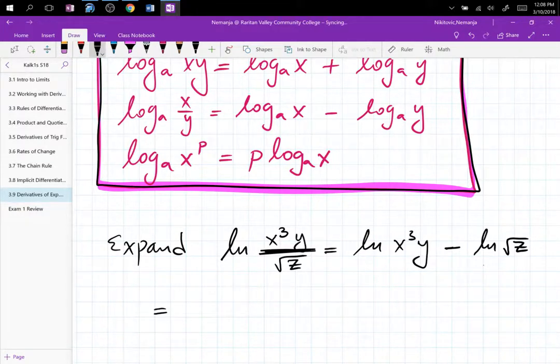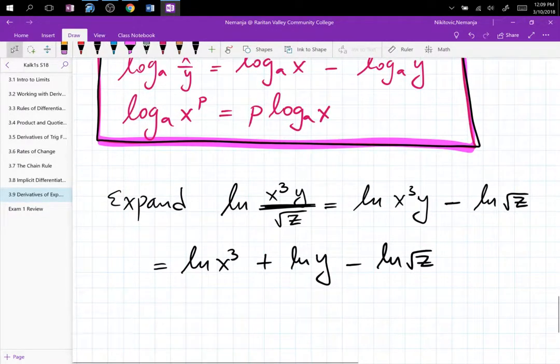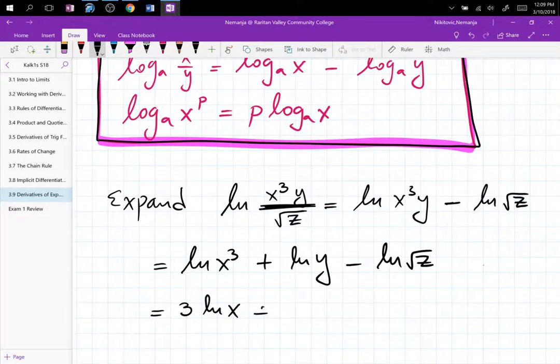Now if you look at the first one, it's a product. So that's ln x cubed plus ln y minus ln root z. So now I used rule number 1 to break up the first ln into two ln's. And finally, let's use rule 3 to kick all of the exponents p in front of ln. So I have 3 ln x plus ln y minus 1/2 ln z.